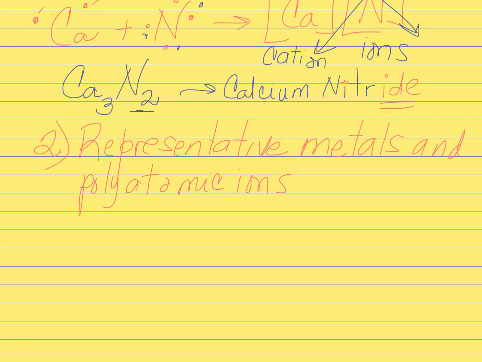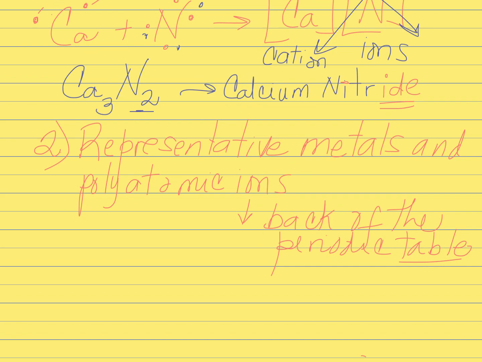Polyatomic ions, where are you going to find the polyatomic? Okay, so for the second type, we have the representative metals and polyatomic ions. Representative metals are the metals that are located in group 1, 2, or 13, and the polyatomic ions, you're going to find on the back of the periodic table.